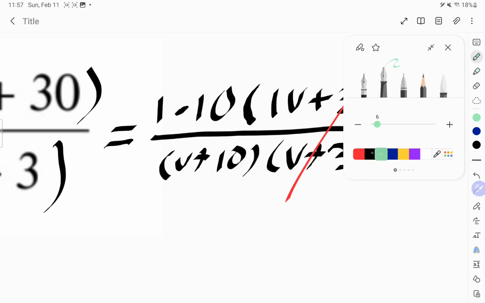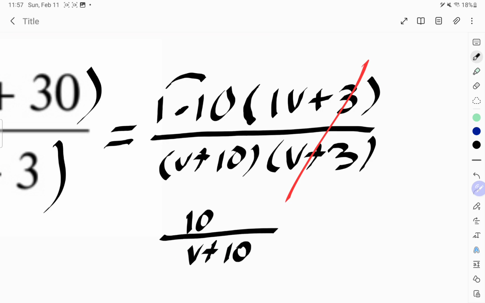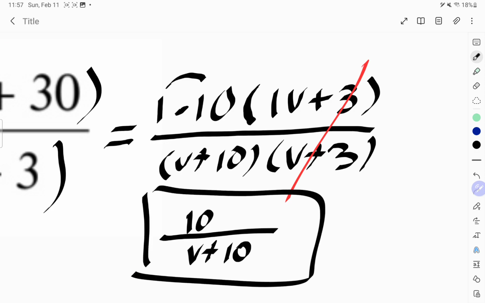So what is 1 times 10? 10. And then on the bottom, it's just going to be v plus 10. Now I can't do anything else with the problem, so that's my answer. Pretty easy. Now let's go ahead and do another problem.